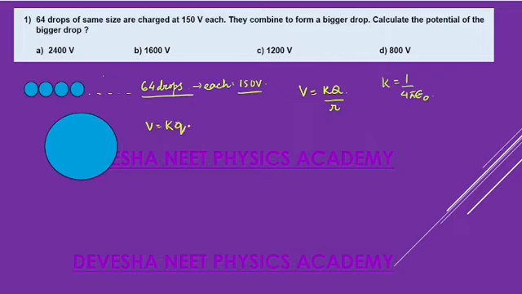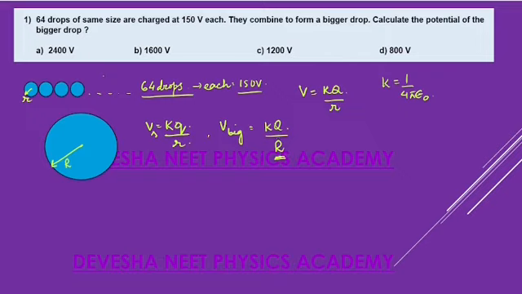Imagine the small drop has charge Q and radius r, and the big drop has potential K capital Q by capital R, where capital R is the bigger radius and the small r are the radii of these small drops. We need to find the radius of the bigger one. We do not know the Q for the bigger one either.